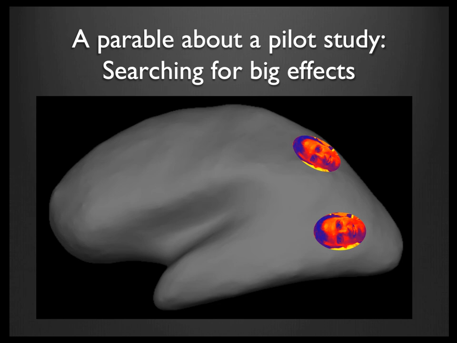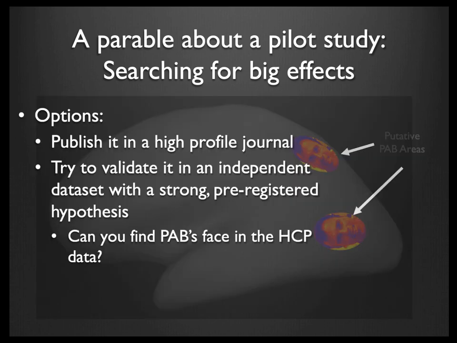There are different paths that you can go to. One of the things that you might do, and which is frequently done with effects of this nature, is that you might just publish it. Right? I mean, you could call it the putative PAB area. You could contact the high-profile journals. And you could say, hey, this is an exploratory study, or maybe you're going to say that you actually hypothesized this. That happens sometimes as well. But you could probably get that into a journal.